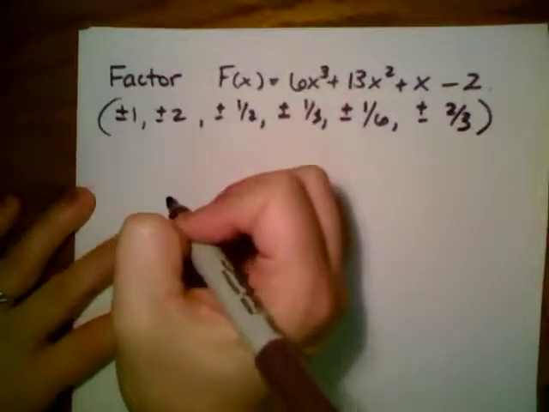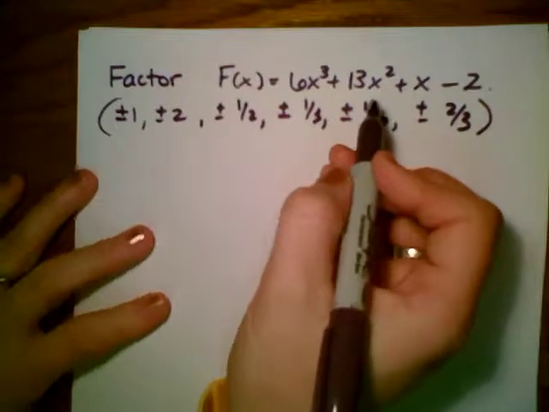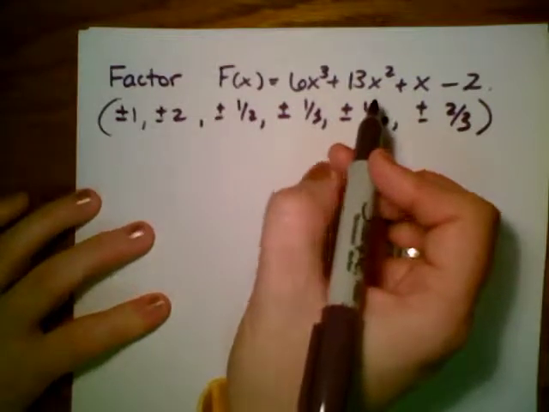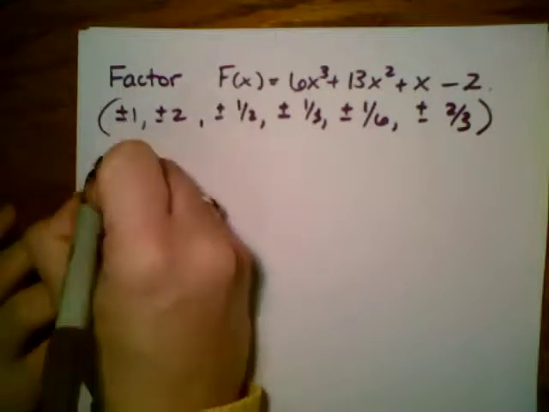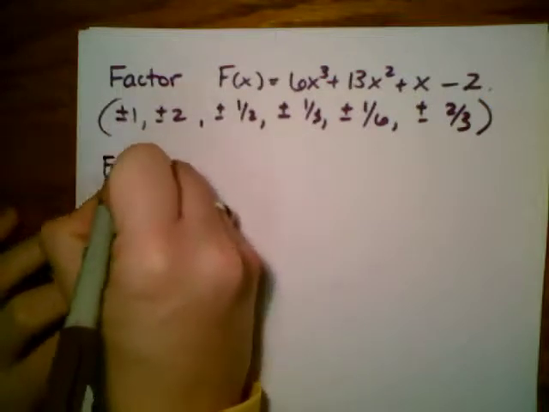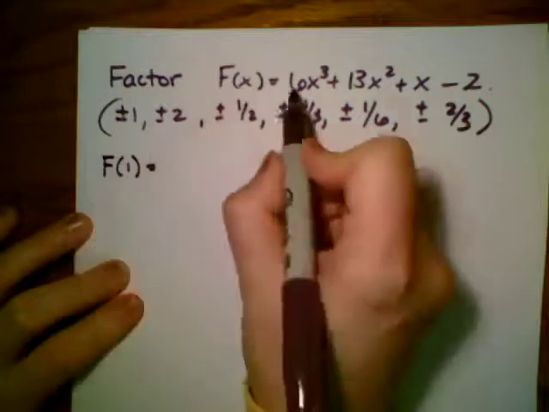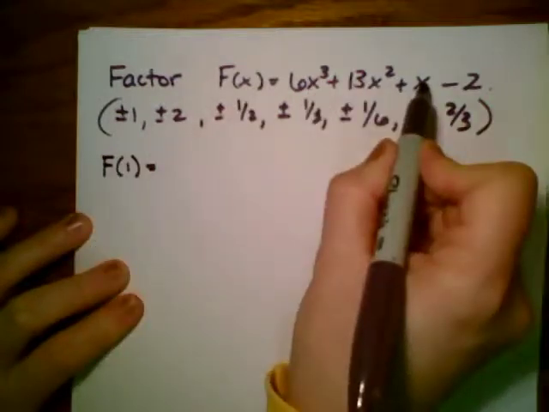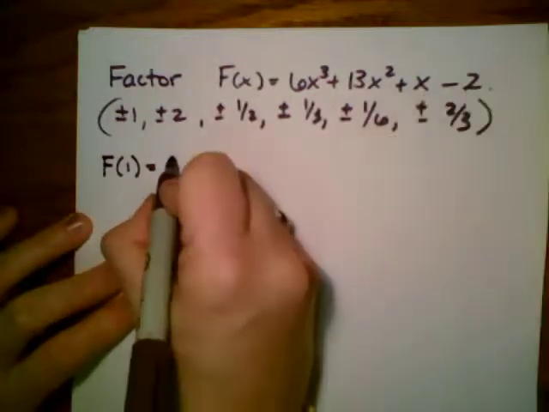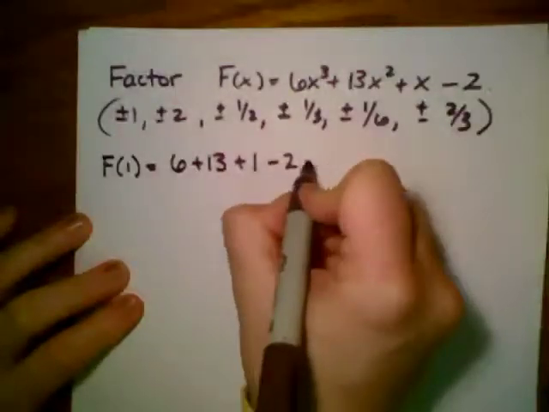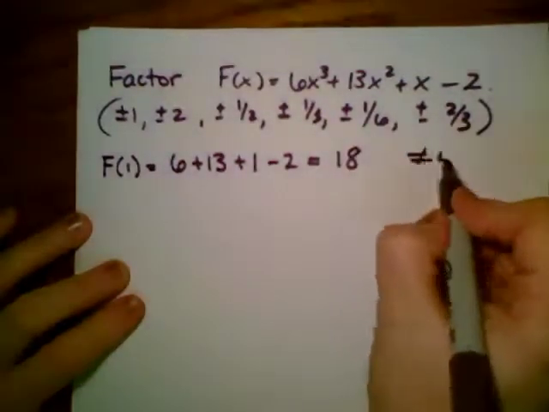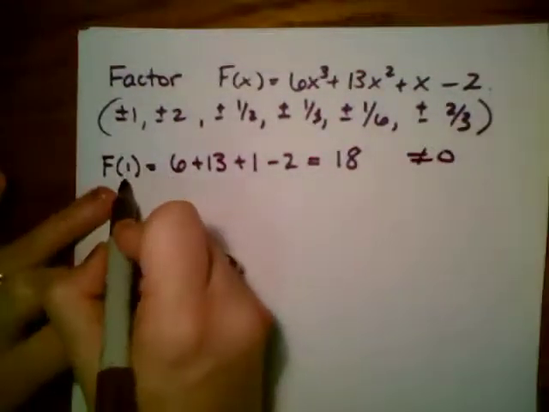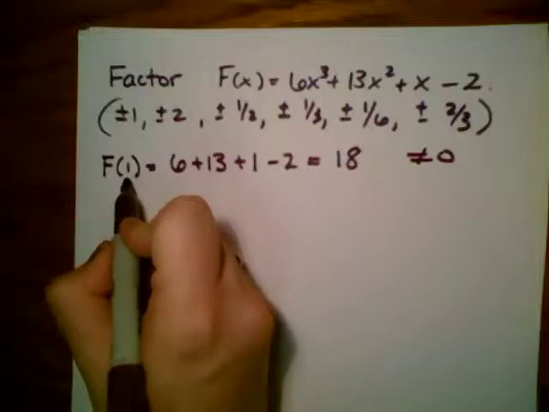Okay, to get started in factoring, we're going to use our factor theorem, and we're going to evaluate f for some of these simple values here. So let's evaluate f at +1. So I'm going to plug in a 1 here, here, here, and I'll get 6 times 1 plus 13 times 1 plus 1 minus 2. That's 18. That's not 0. So I don't need to worry about doing synthetic division with the 1.